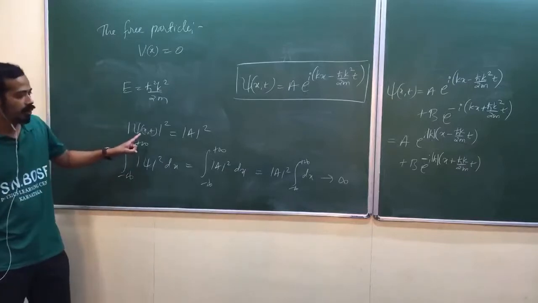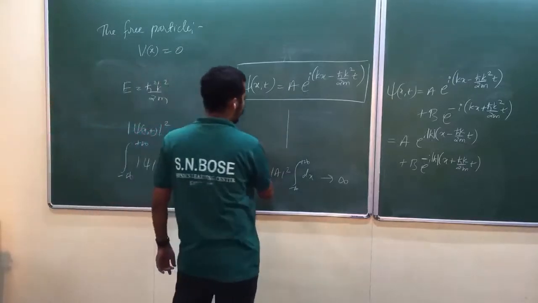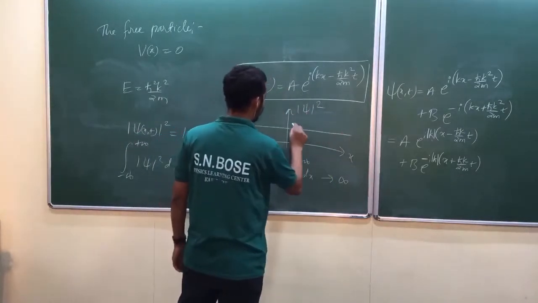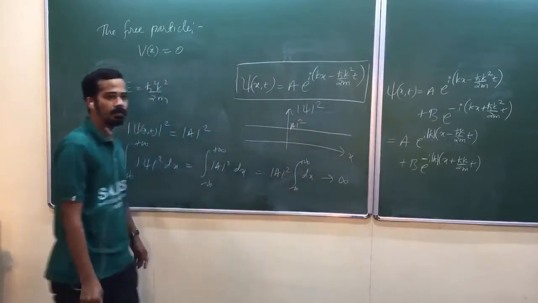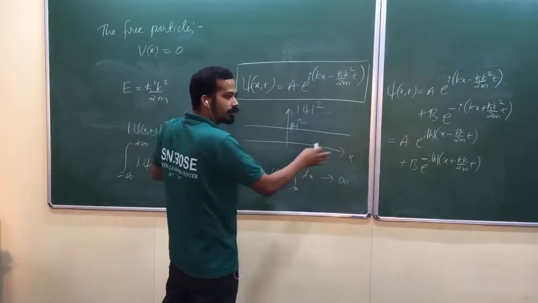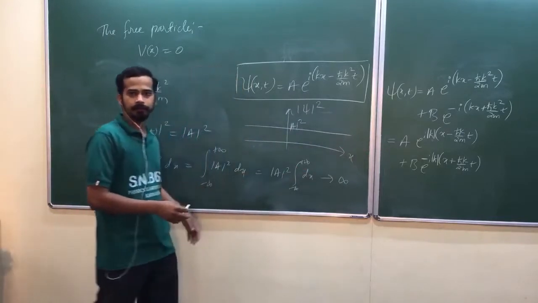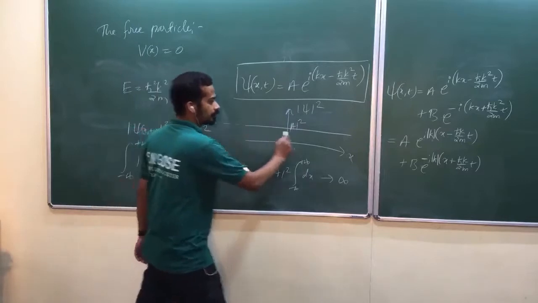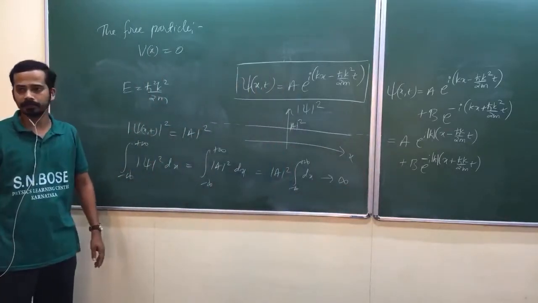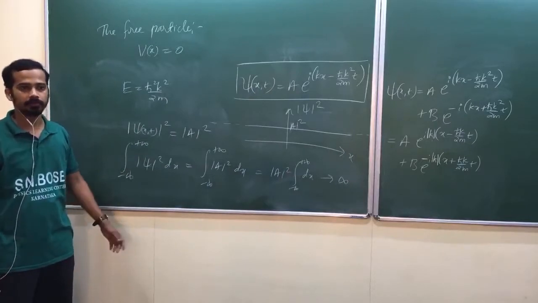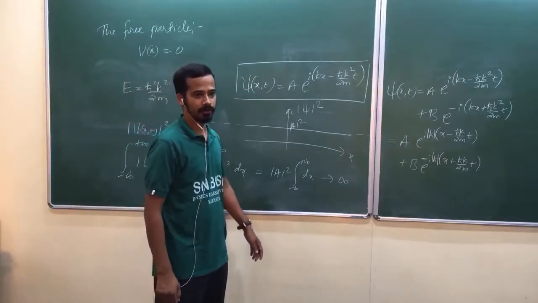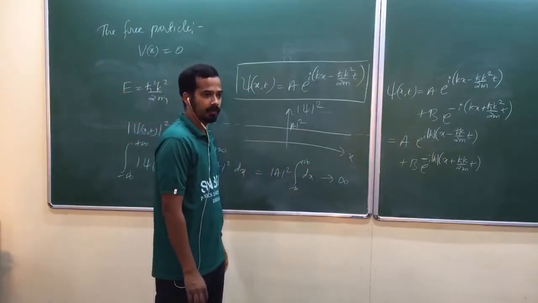Or if you try to plot mod psi square as a function of x, look at here, that's a constant. Mod psi square is not decaying to 0, look at here. It is extending to infinity. I mean, you have a probability of finding the particle at infinity. Are you getting my point? If the probability of finding the particle at infinity is non-zero, that means the particle can escape. Are you getting my point?